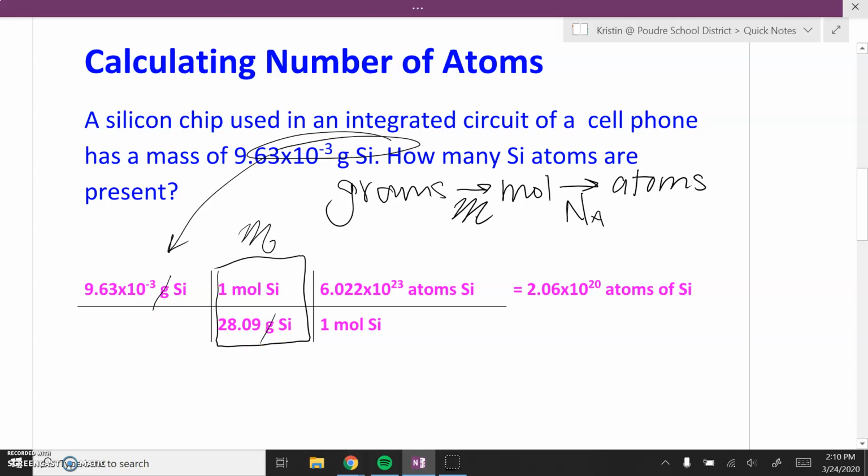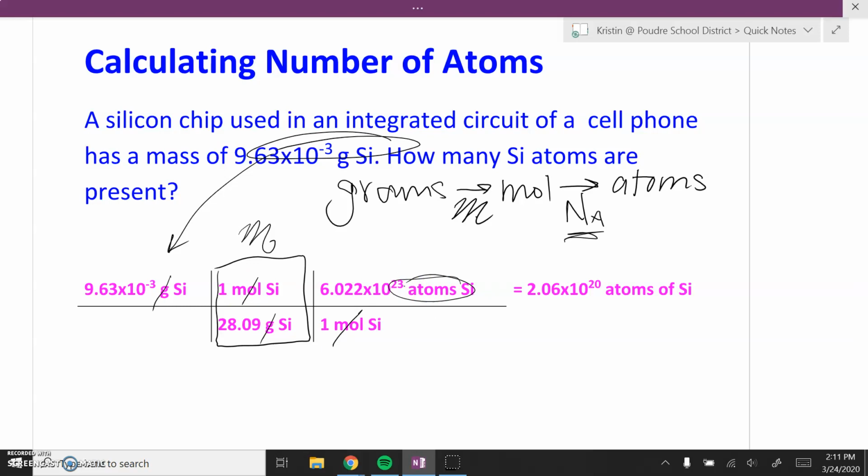Then now we got to go from our moles to atoms. So I'm using Avogadro's number. So I have a mole of silicon is 1 mole of silicon, which is equal to Avogadro's number. So my moles cancel out. I'm left with atoms. Excellent. Multiply the top, divide by the bottom.